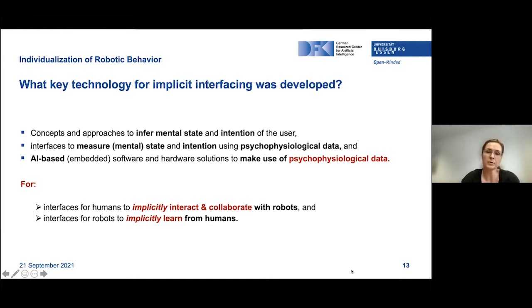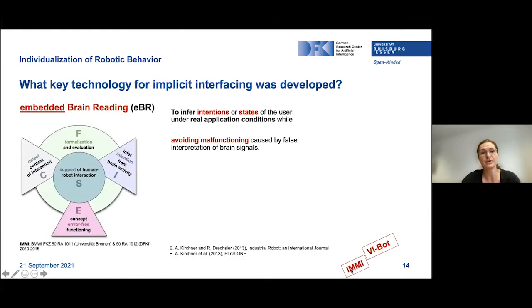And then with all this together, you can build interfaces that allow an implicit interaction and collaboration with robots, or also implicit learning from humans. And all this has to be close to application. At least that's our goal in our institute. So it's quite hard to bring this all together.